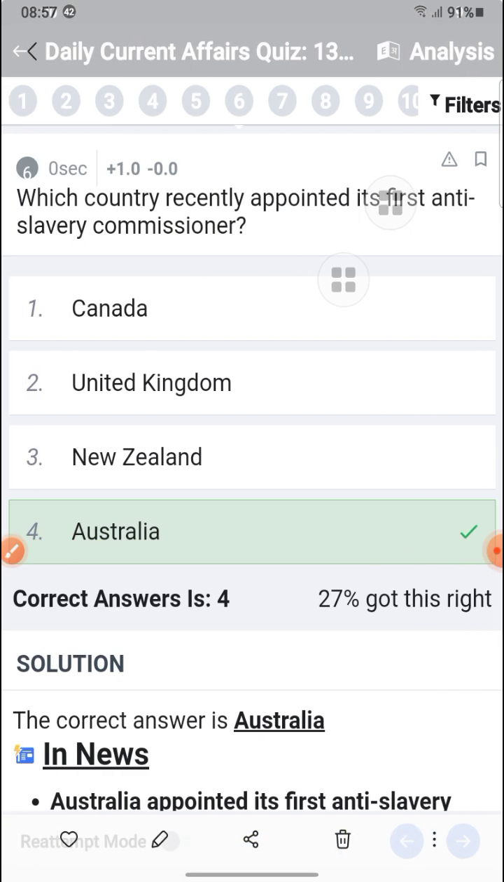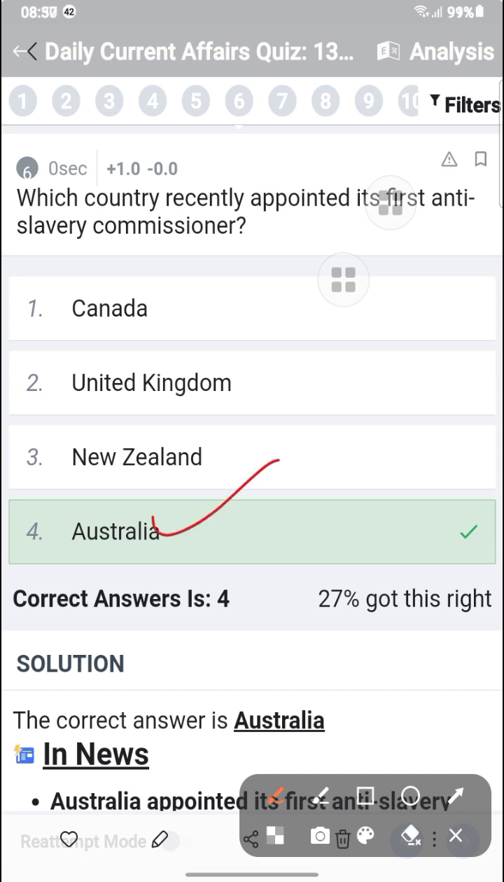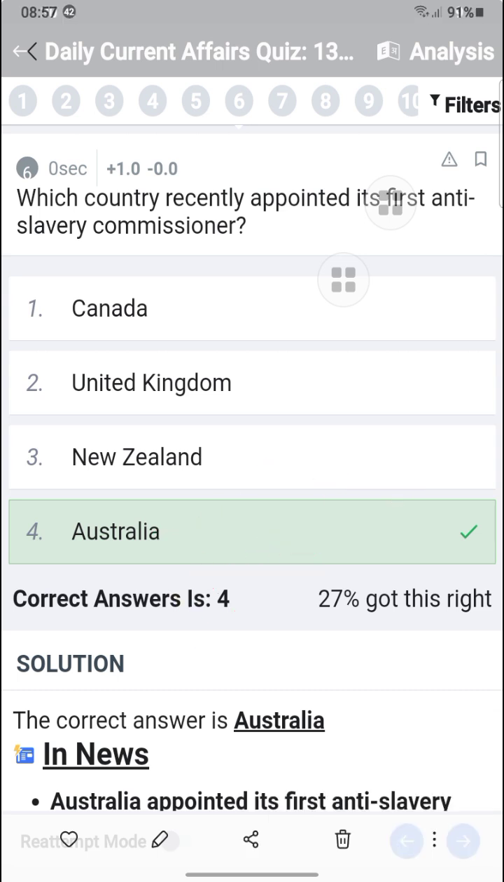Which among the following appointed its first anti-slavery commissioner? That was Australia. So Australia appointed an anti-slavery commissioner.